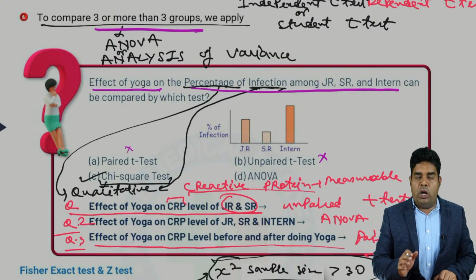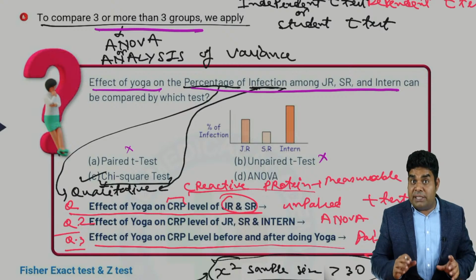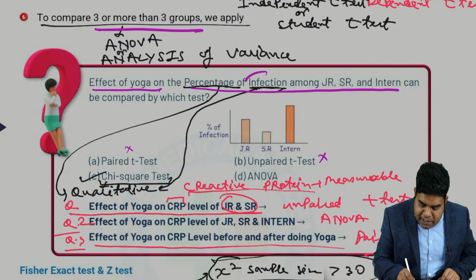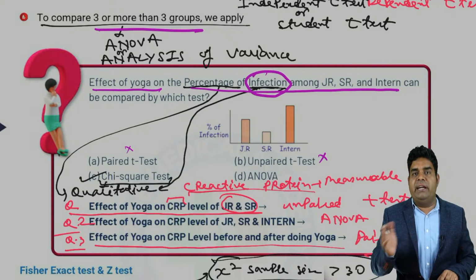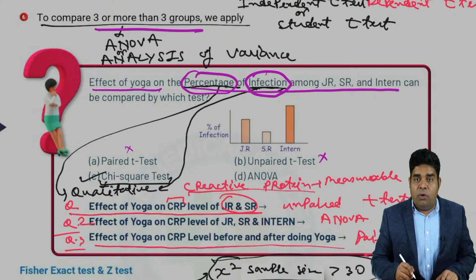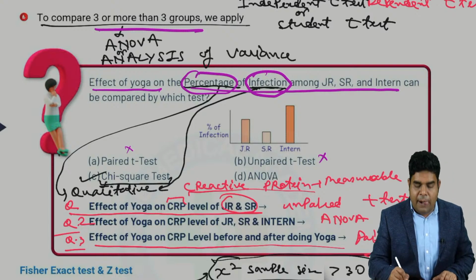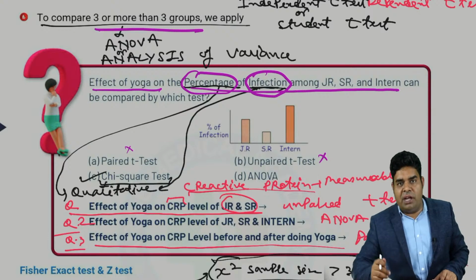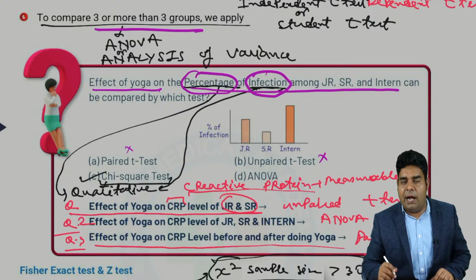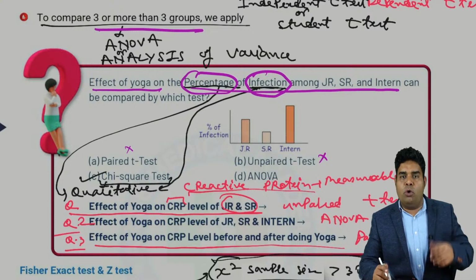Now the answer is between ANOVA and chi-square. To decide, you have to decide whether the data is categorical or measurable. Can you measure infection? No. You can only classify it into mild, moderate, severe. Plus one more hint is percentage. One more hint is they have given a bar chart here. So on the bar chart, infection, which cannot be measured, percentage, all hints suggest that it is qualitative data. And in qualitative data of 2 or more groups, we apply chi-square.